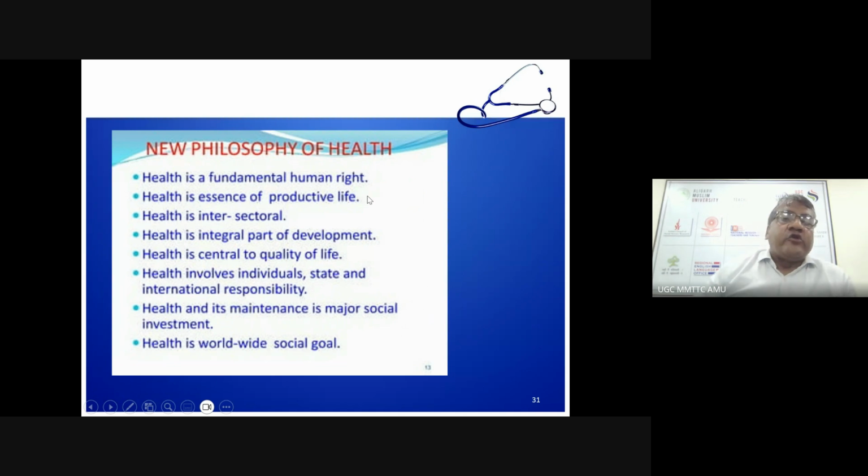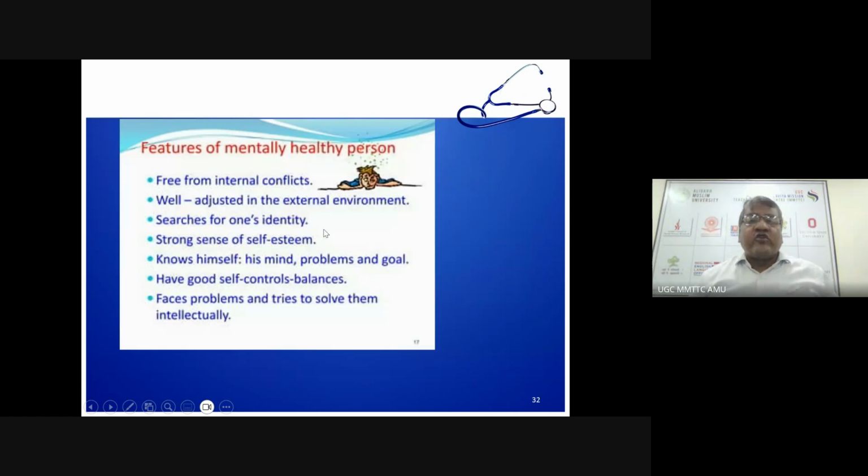Now, there is a new philosophy of health. Health is a fundamental human right. Health is the essence of productive life. Health is intersectoral. Health is an integral part of development. Health is central to the quality of life. Health involves the individual's state and international responsibilities. Health and its maintenance is a major social investment. Health is a worldwide social goal. These are the new philosophy of health.